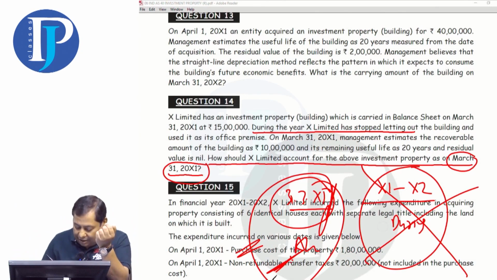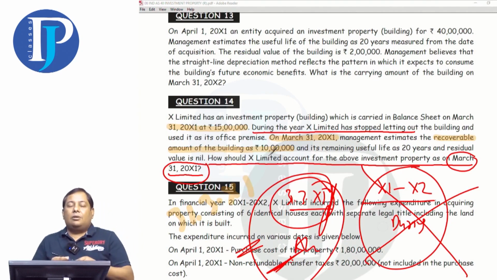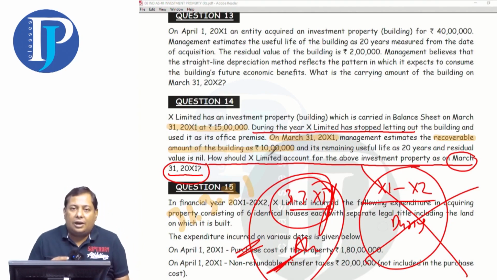And he's telling me about the recoverable amount. Look at the examiner's mindset. Recoverable amount, market value is 10 lakhs. And look at the date given. It is 10 lakhs on March 31st X1. So on March 31st X1, you have a carrying amount of 15 lakh rupees with a market value of 10 lakhs. So what model do you apply to the property? You apply the cost model to the property.